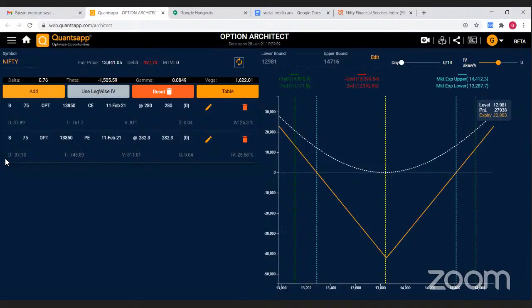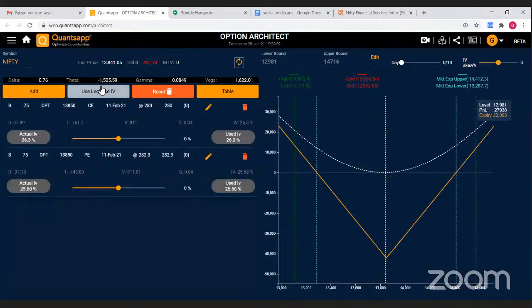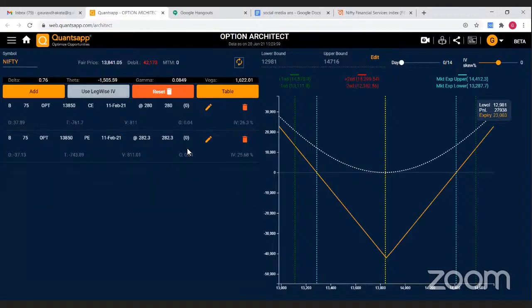So I hope I'm clear till here about what we are doing and why we are using the Option Architect tool. Now you can see the Greeks of the combined strategy. Then you have the use legwise IV reset and table. In use legwise IV, suppose you feel the IV will increase or decrease for any particular strike, or for any call option or put option, you can also adjust that particular IV for making this strategy. Then you have restart, which will delete everything, and the table view. The table view we're going to see at the end of this Option Architect session.